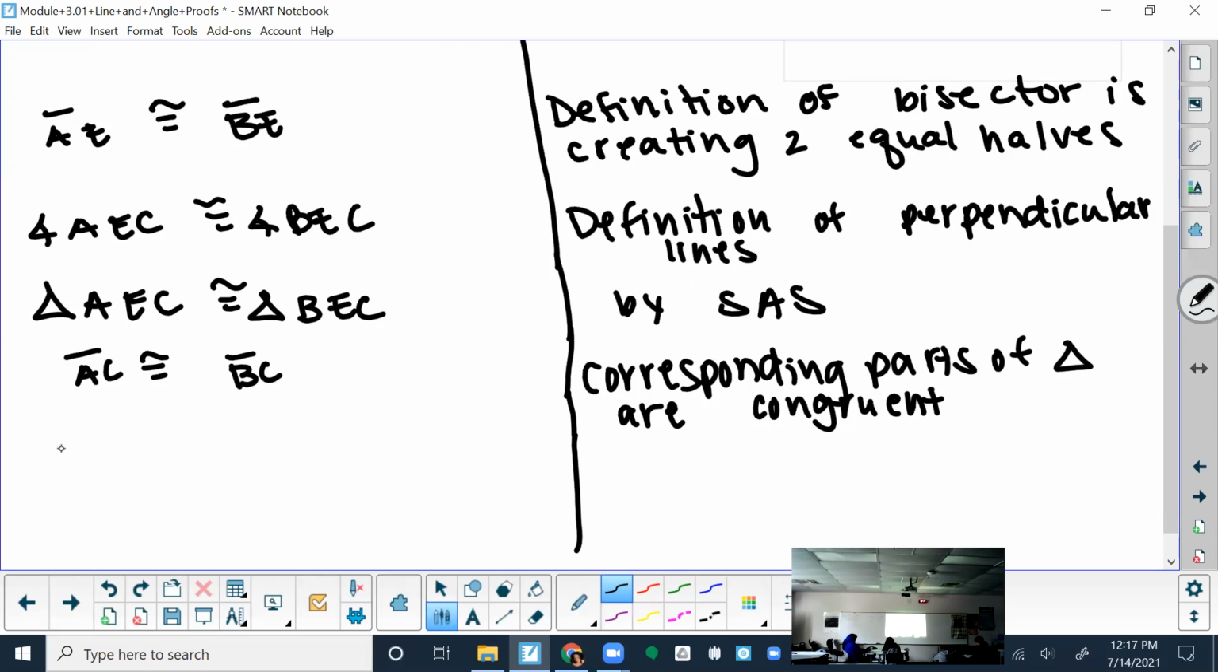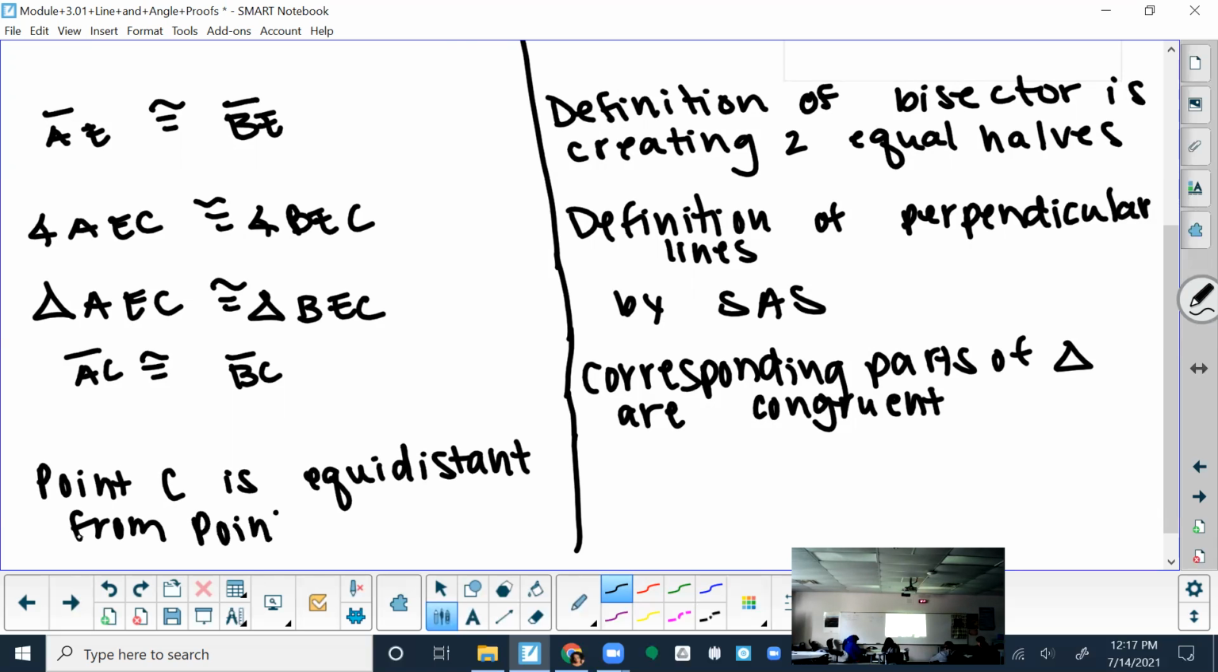So just to wrap it up now, it wanted to prove that they were the same distance away. So we can say point C is equidistant, or the same distance away, from points A and B. All right, point C is equidistant from points A and B. I guess we could put equidistance means equal, or definition of congruent.